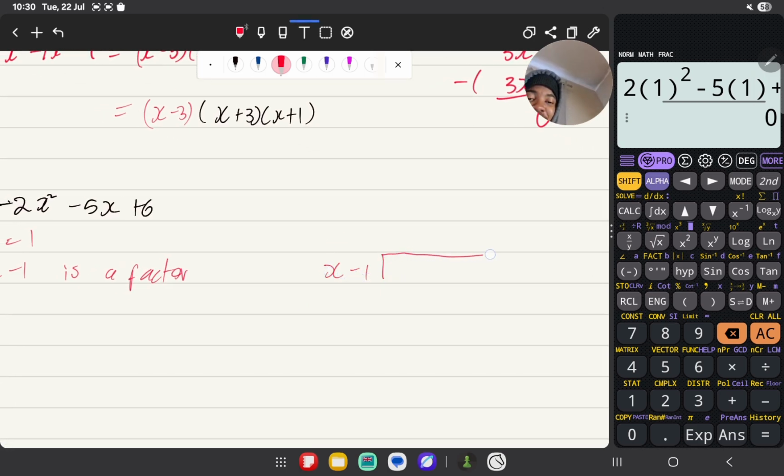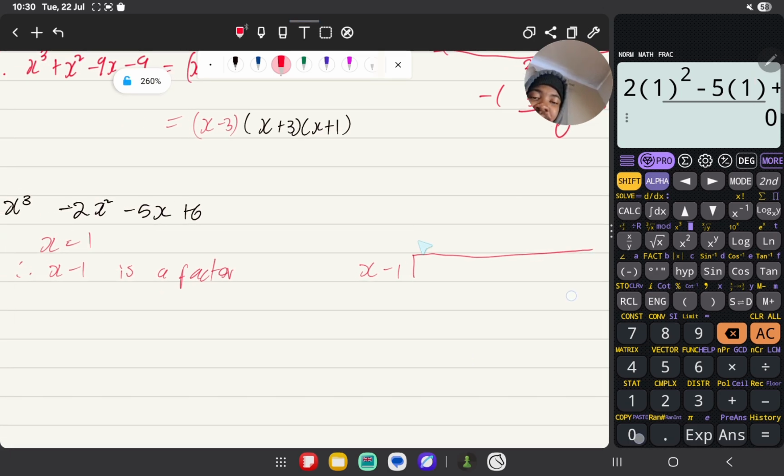Division. Alright, x to the power of 3 minus 2x squared minus 5x plus 6. So x to the power of 3 divided by x is x squared. Multiply x squared by x minus 1 to get x to the power of 3 minus x squared. Cool. I'm doing the subtraction. 0 there, and minus 2x squared minus, so that is minus x squared. I bring down the rest, 5x plus 6.